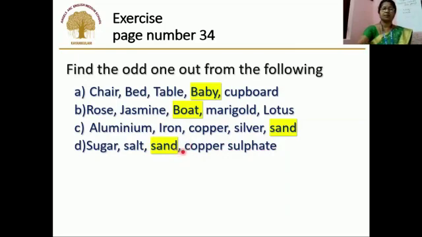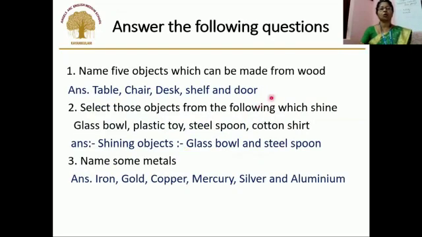Okay. Next, answer the following questions. These questions you have to write in your notebook. First one: name 5 objects which can be made from wood. That is in your text. Which are the objects? Table, chair, desk, shelf, and door. Many things are made of wood.